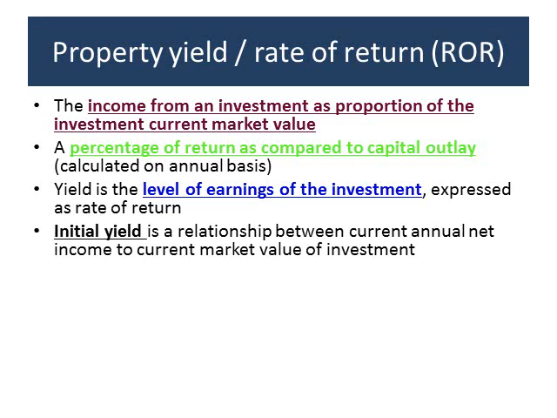Actually we have several types of yield. We have initial yield, reversionary yield, and all risk yield. Initial yield is basically the relationship between current annual net income and the current market value. No need to focus on these types, but just remember that yield is the relationship between income and market value, as mentioned in the first point.